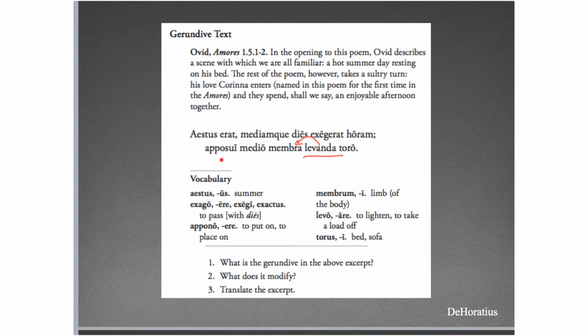All right. I put my limbs, my body, in the middle of a couch or bed, something like that. But I put my limbs that needed to be lightened, that needed to be relaxed, in the middle of the couch. And that needed to be, right? That's what that ND does. That must be relaxed. It needed to be relaxed. That's that ND versus another participle.